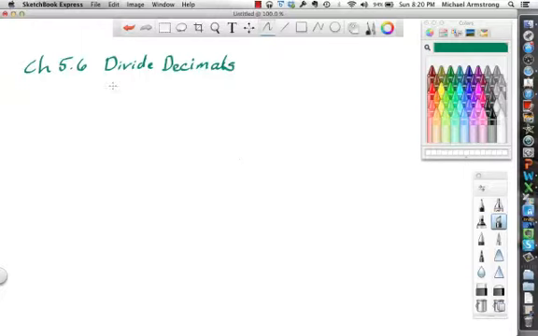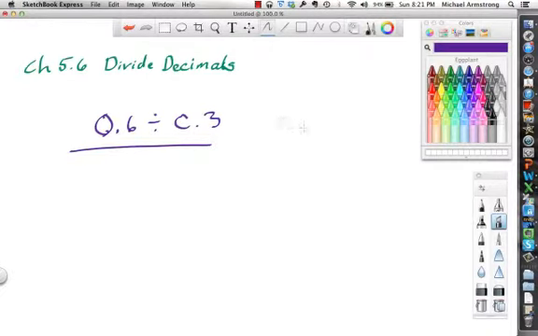Okay, here we are, chapter 5.6, dividing decimals. This is decimals divided by decimals. So this is something we need to talk about. We need to understand what we're doing here. For instance, they might have two decimals like 0.6 divided by 0.3, and we need to understand what to do with that. So I'm going to show you an example, and then we'll come back to this one.